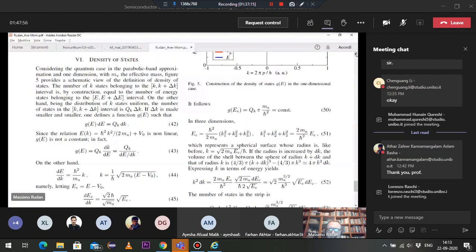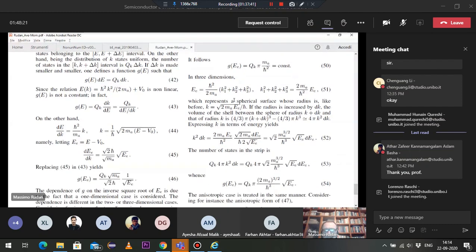Conclusion: in two dimensions, when the relation between energy and momentum is parabolic, the density of states is constant. Okay, you see it is a different outcome with respect to the one-dimensional case. In three dimensions, the procedure is the same, but you must use a three-dimensional description that is given by equation 51.